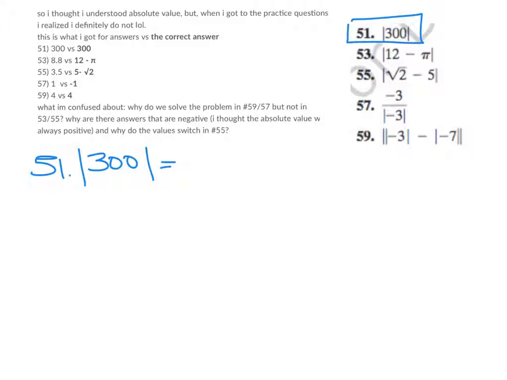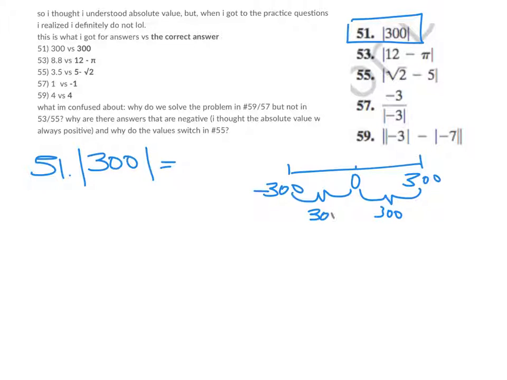value bars is asking for, on a number line, what is the distance between 0 and 300, which will be the same distance between 0 and negative 300. And in both cases, the distance between 0 and positive 300 is going to be positive 300, and the distance between 0 and negative 300 is a distance again of positive 300. So when we write this number without absolute value bars, it's just going to be positive 300. So that's question 51.